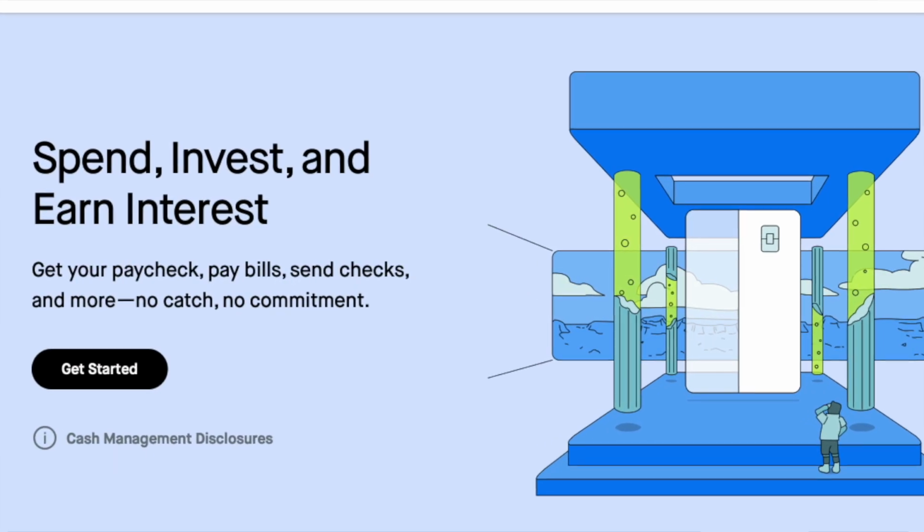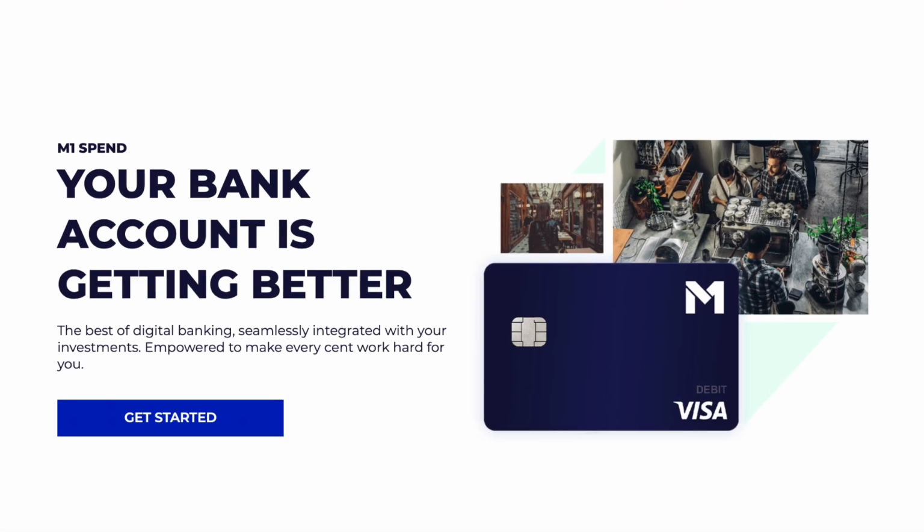But if you're not just looking for an investing app and you're looking for more of a total financial solution, Robinhood or M1 Finance might better suit you. Both of them offer savings accounts as well as debit cards that you can link to your account, while Webull is really only focused on the investing side.